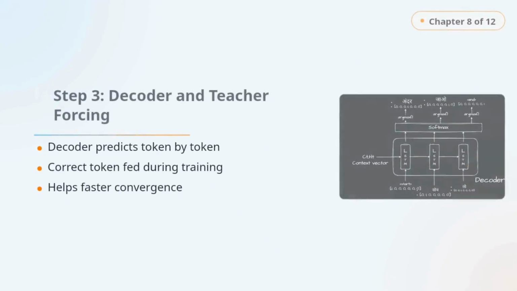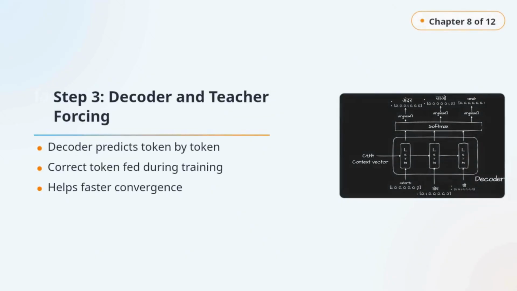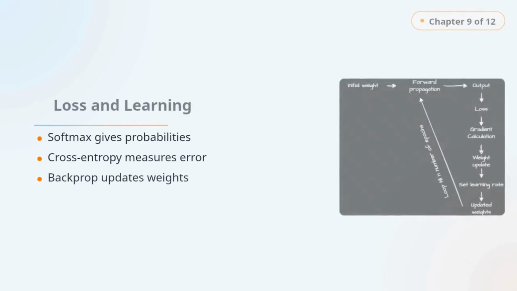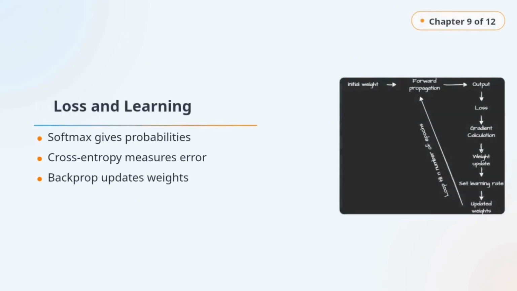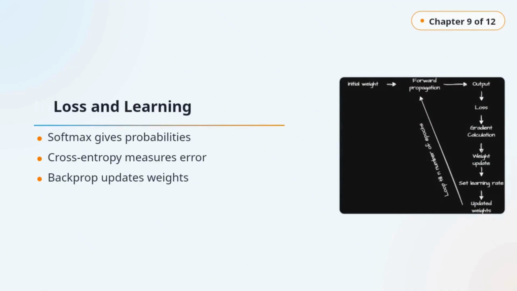During training, the decoder often uses teacher forcing. That means instead of feeding its own wrong prediction into the next step, we give it the correct token from the target sequence. This reduces error accumulation and helps the model learn faster and more stably. At each output step, a softmax layer converts scores into probabilities over the vocabulary. The correct word should get the highest probability. To train the model, categorical cross-entropy is used as the loss, and then backpropagation updates the weights across many epochs.